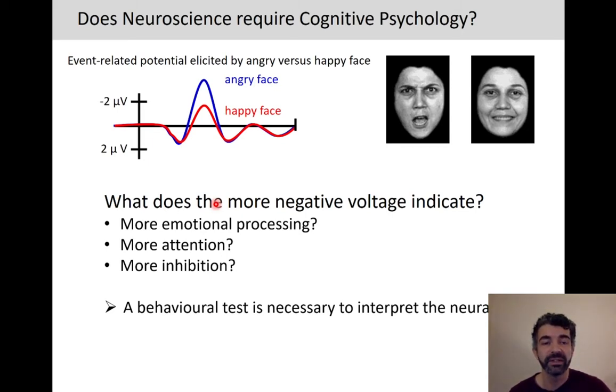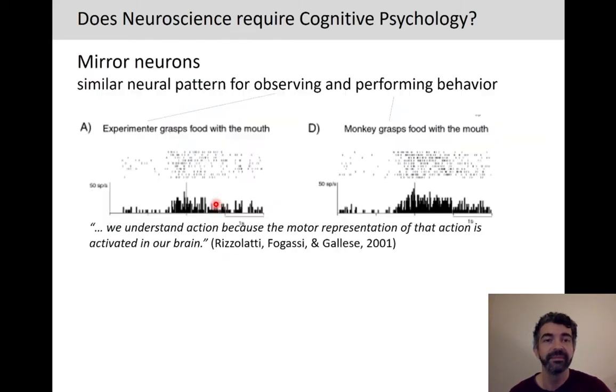And this is what cognitive psychology can provide. Another example are mirror neurons. Mirror neurons was a very hot topic 20 years ago when it was discovered that monkeys show very similar firing patterns of certain neurons when they grasp food with the mouth and when they just observe someone grasping food with the mouth, such as an experimenter.